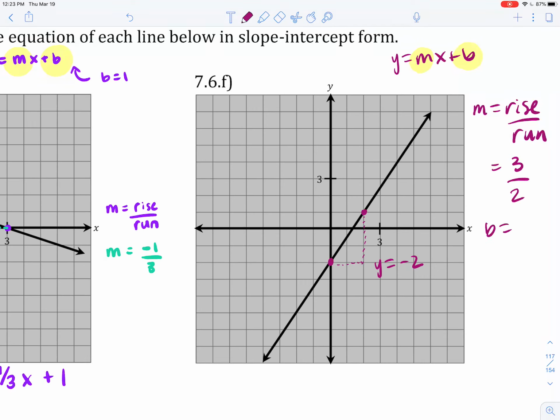Then we're going to find our y-intercept, and we have hopefully already highlighted that. You can find it right here. We can see that y is equal to -2 in this case, so b will be equal to -2. Then we can put this all together to get our final equation of the line.